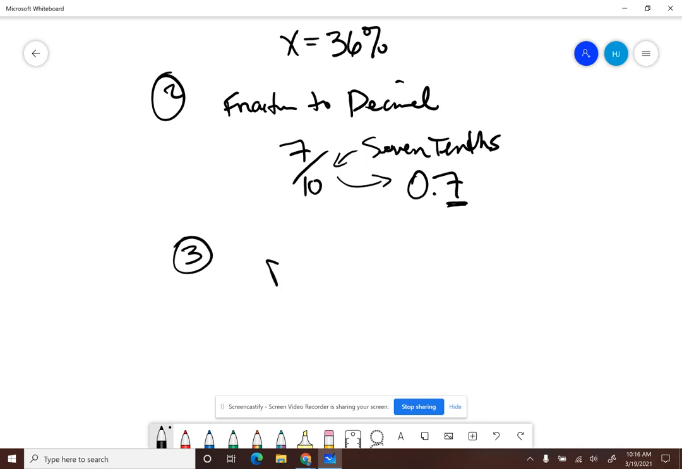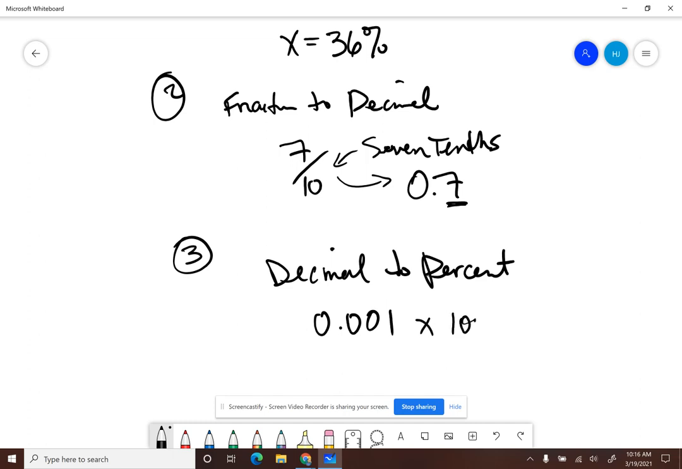Let's say we're going from a decimal to a percent, and we've already kind of done some of this already. So if we have 0.001 and we need to turn that into a percent, remember percents are always based on 100. So I could multiply times 100.